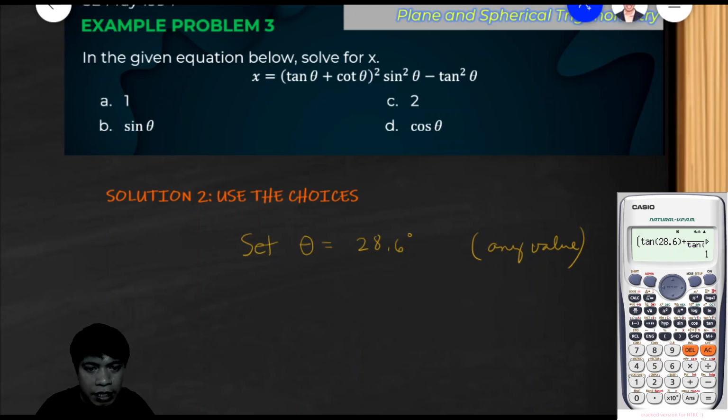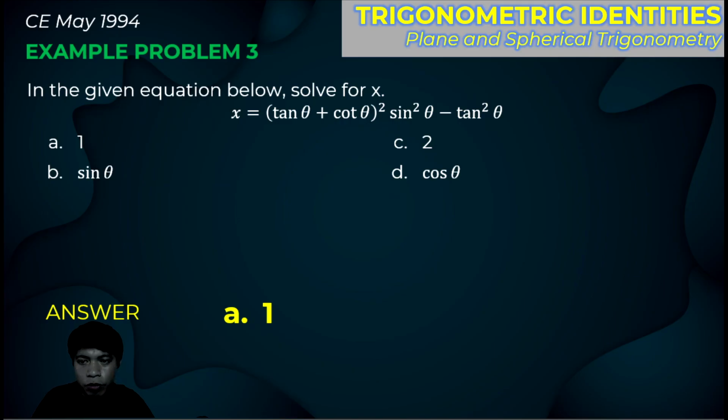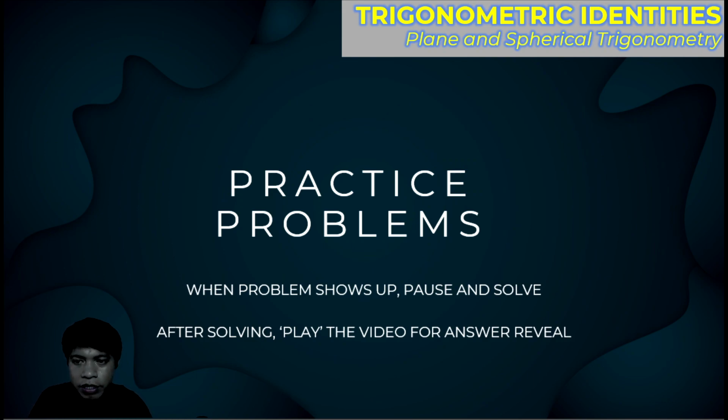So obviously our final answer is letter A. Isn't that really our answer, letter A? So that's it, guys. Using the choices is really easy. I recommend this for those taking exams or board exams, especially engineering students reviewing for board exams. So it's easy, and our answer here is letter A, which is 1.